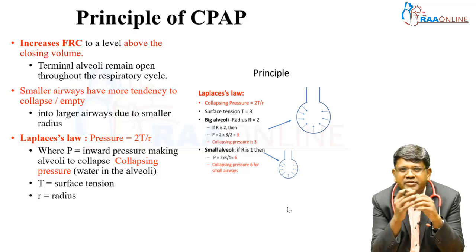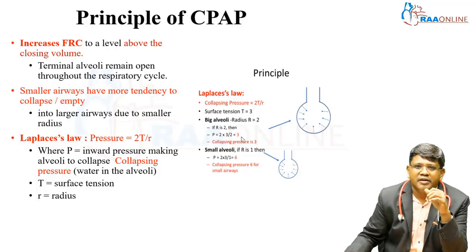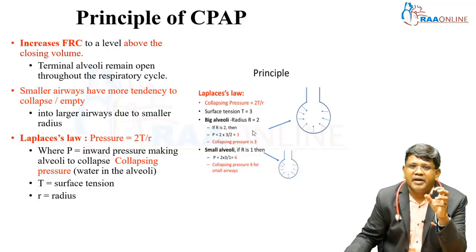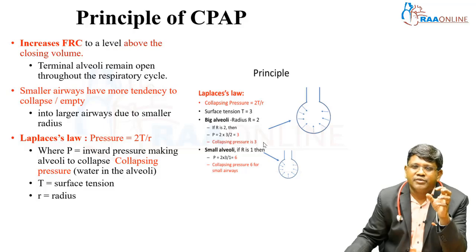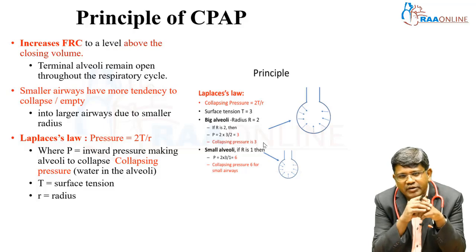So collapsing pressure, if you take for example radius is 2 and radius is 1, this has got a collapsing pressure of 3 because the radius is 2, and the collapsing pressure is 6 when the radius is 1. That means a smaller alveoli has got a higher collapsing pressure compared to a larger alveoli because collapsing pressure is inversely proportional to radius. So if you take an example, all the smaller alveoli will collapse and open into the larger alveoli.